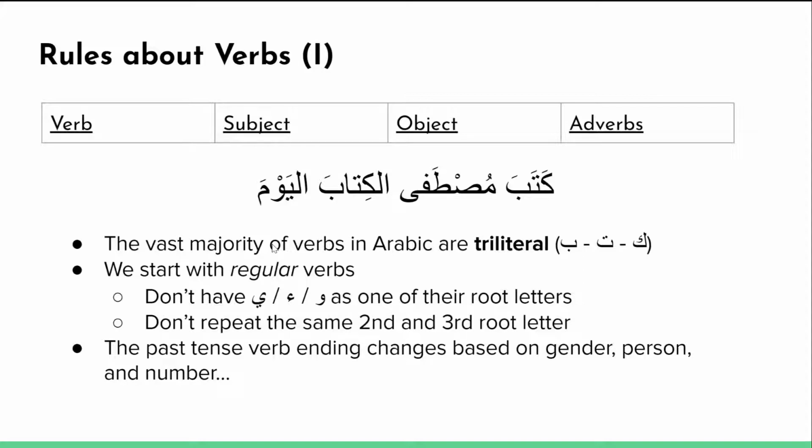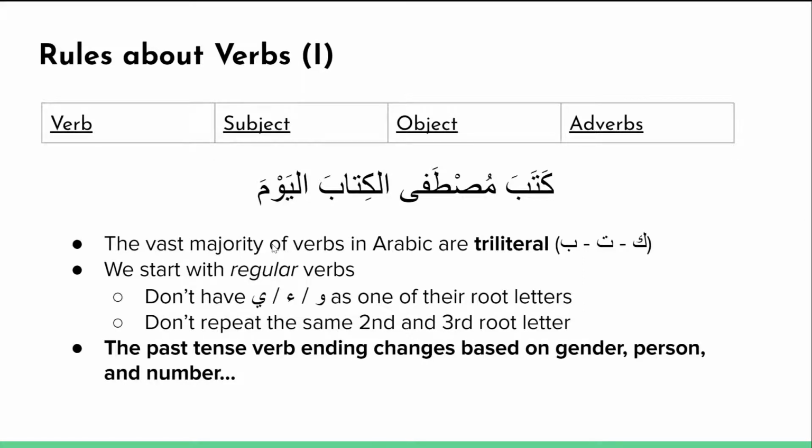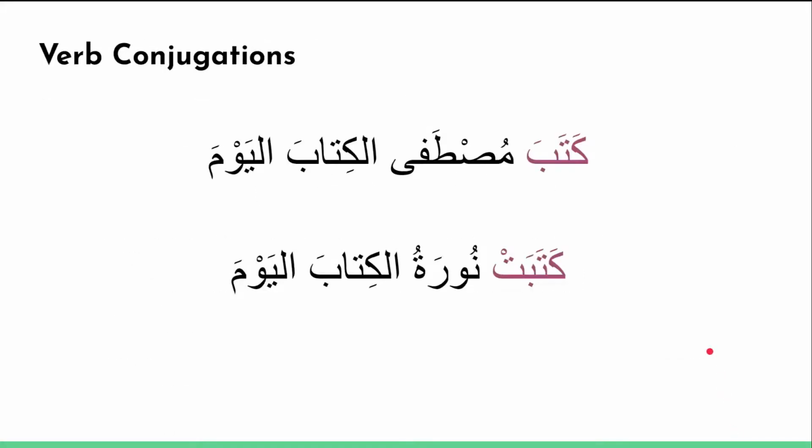If you have a regular verb, then you can start conjugating that. And what I mean by conjugating is that the past tense verb, its ending changes based on the gender, based on the person, and the number of people that are doing that verb. So what we've seen already is that if I want to say Mustafa wrote, I say kataba Mustafa. But let's say I'm talking about a woman who wrote. Let's say Noura wrote. In that case, I say katabat Noura al-kitaba al-yawma. You'll notice that the verb itself has changed. It's not just that the subject has changed, the verb itself has changed.